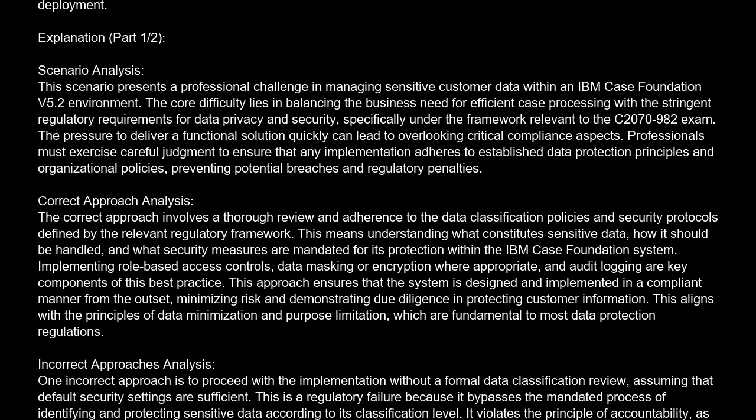This is a regulatory failure because it bypasses the mandated process of identifying and protecting sensitive data according to its classification level. It violates the principle of accountability, as the organization cannot demonstrate that it has taken appropriate steps to safeguard specific types of data.